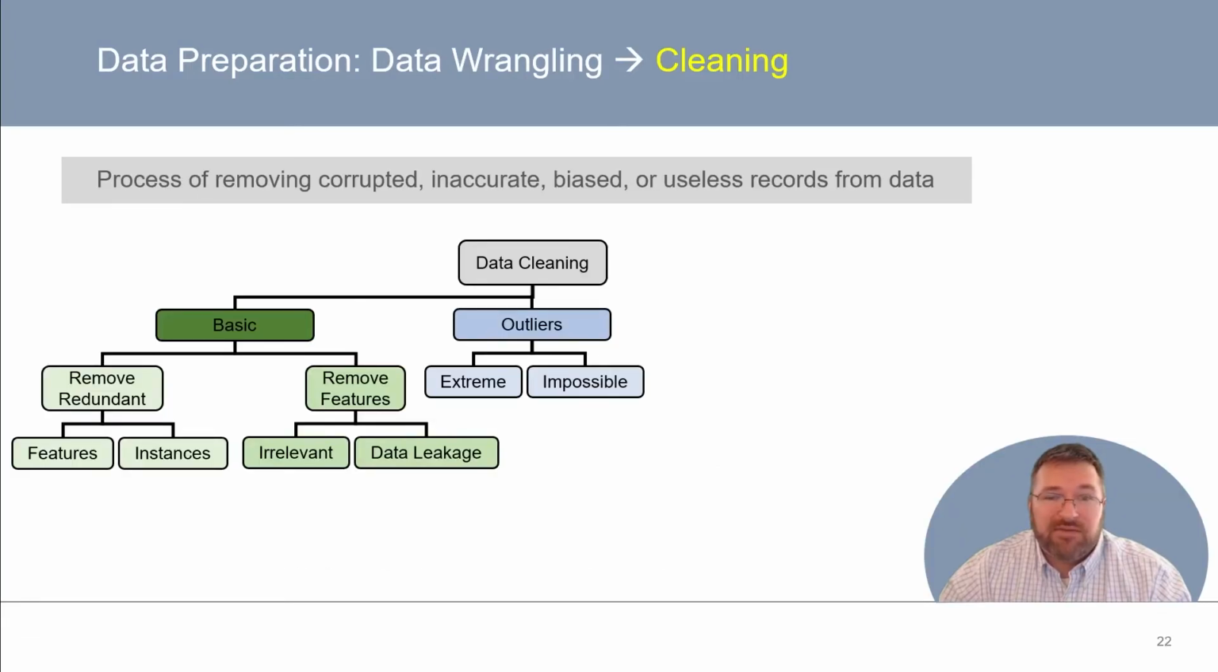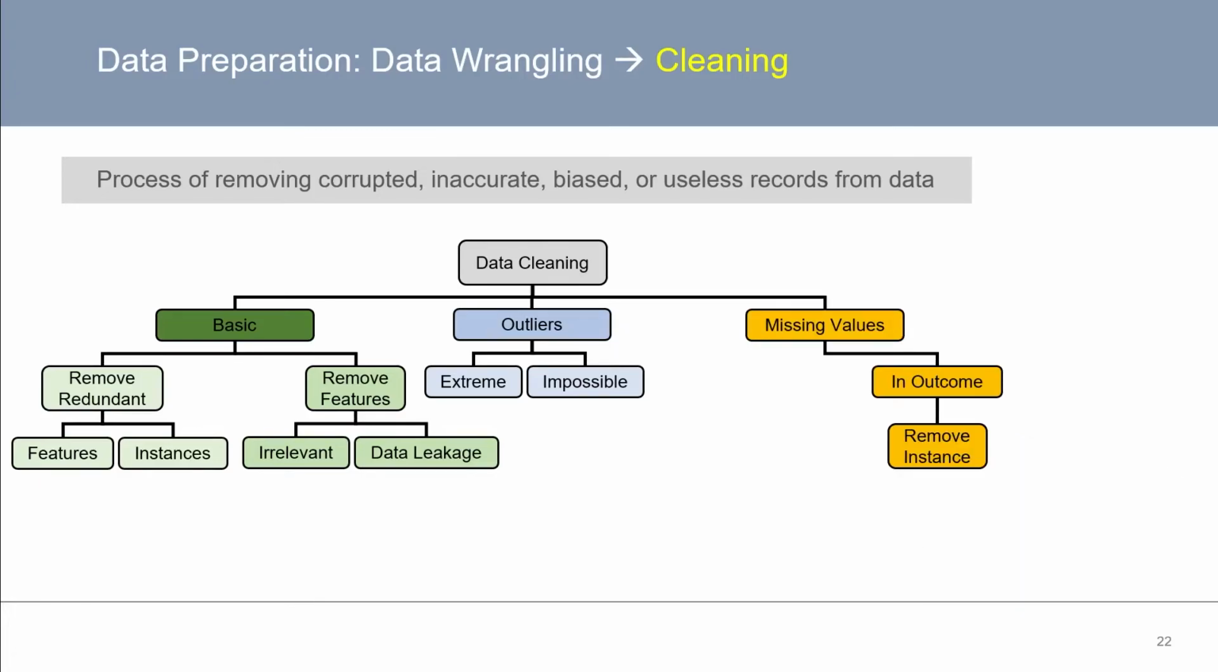The last aspect of data cleaning we'll discuss involves missing values. First, assuming we are preparing to conduct supervised learning, where we need outcome labels for all instances, if we encounter a missing value in the outcome of some instance, we'll have to remove the entire instance, since it adds nothing to the analysis. However, if we come across missing values in our features, we have some options.